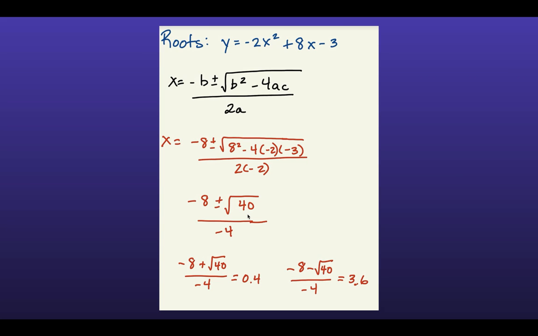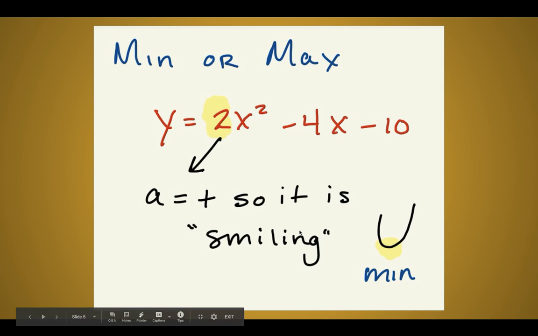Simplify the radical, I get 40. So I have negative 8 plus the square root of 40, all of that, the sum, divided by negative 4. Negative 8 minus the square root of 40, the difference, divided by negative 4. Be careful with your calculators.